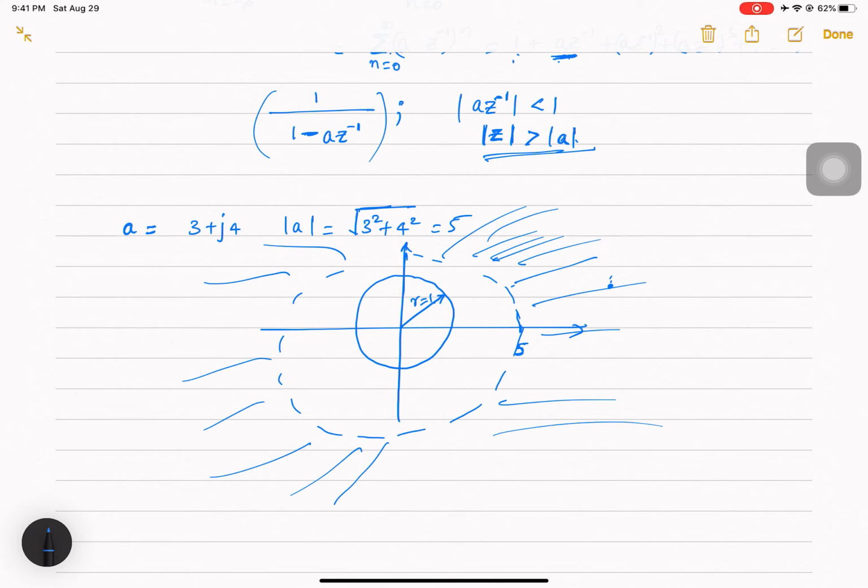If you evaluate x of z somewhere here, you cannot tell whether the sum is going to converge or diverge. In this case it will definitely diverge. You can try evaluating it. Let's take some point whose mod value is less than 5, take 2 plus j3, and evaluate the z transform. It has to go to infinity. Take z equal to this and keep a equal to that. So it has to go to infinity. Fine, that's about region of convergence, so we'll stop here.